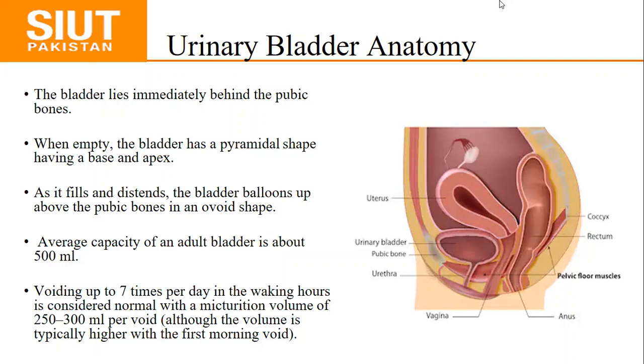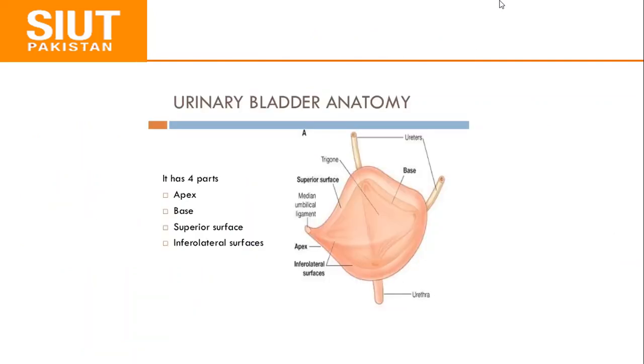The capacity of the average adult bladder is about 500 ml, and voiding up to 7 times per day is normal in waking hours. The volume of each void is 250 to 300 ml, which can be more in the morning void. The urinary bladder basically consists of an apex and a base. The apex is directed anteriorly, and the base is directed posteriorly. Other than that, it has a superior surface and 2 inferior lateral surfaces.